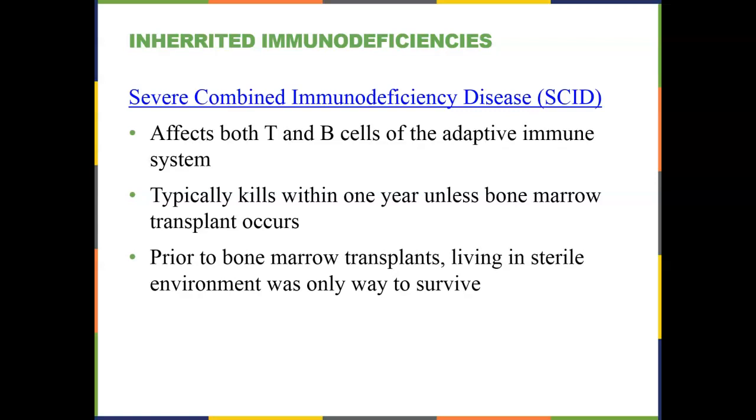And because of that, those cells don't grow. This ends up killing most individuals unless they get a bone marrow transplant. Prior to the bone marrow transplant, another option was living in a sterile environment. That's how certain individuals were able to survive for a long period of time.